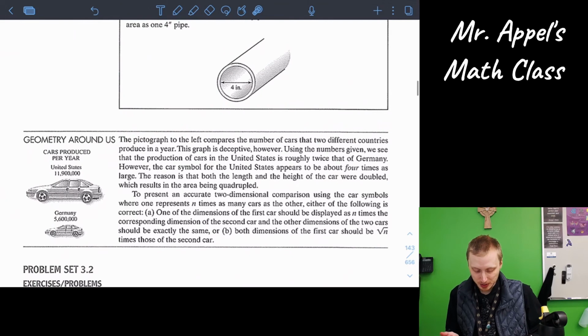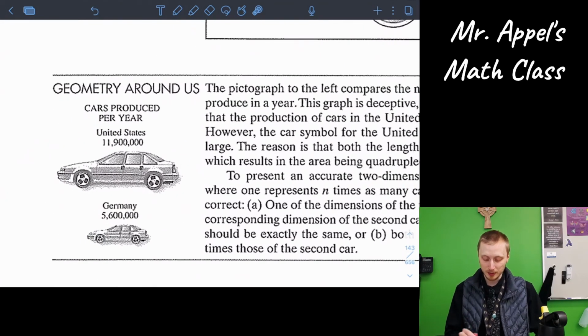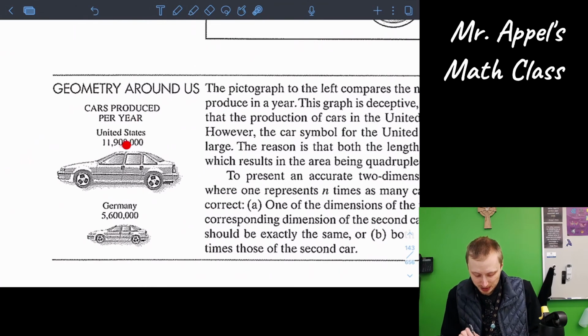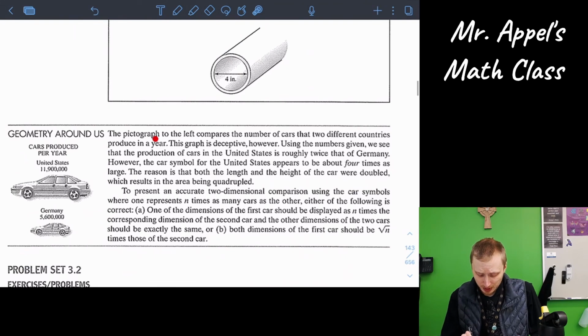And one final note here on geometry all around us. Take a look at this diagram of the cars produced per year in the United States versus Germany. They've included a lovely little pictorial representation of the relative value of those numbers. The pictograph to the left compares the number of cars that two different countries produce in a year. The graph is deceptive, however.